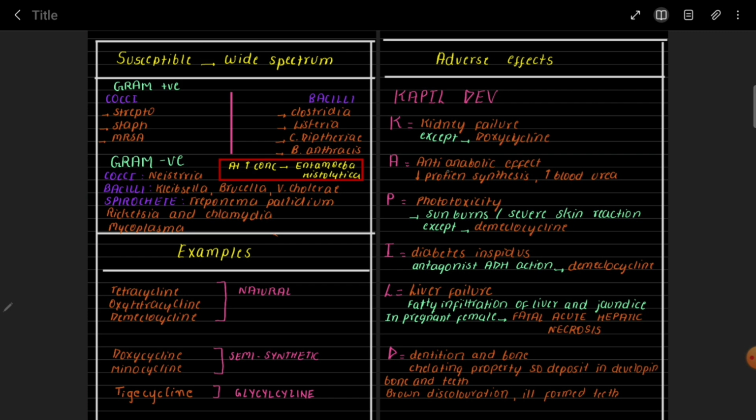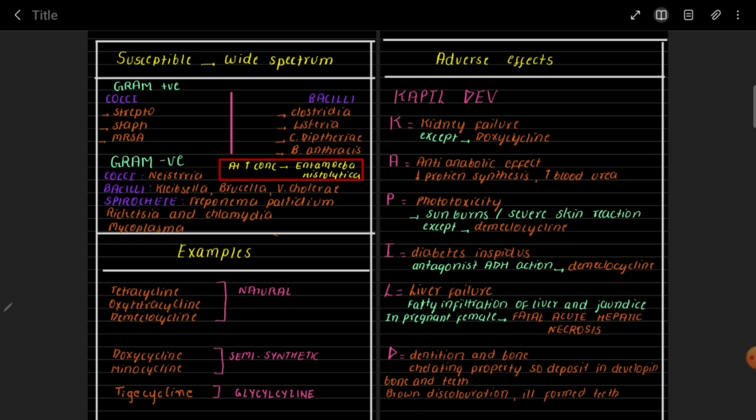A here stands for anti-anabolic effect. Tetracyclines will decrease protein synthesis and increase the blood urea level. P stands for phototoxicity. They can cause sunburns or severe skin reactions, except doxycycline.